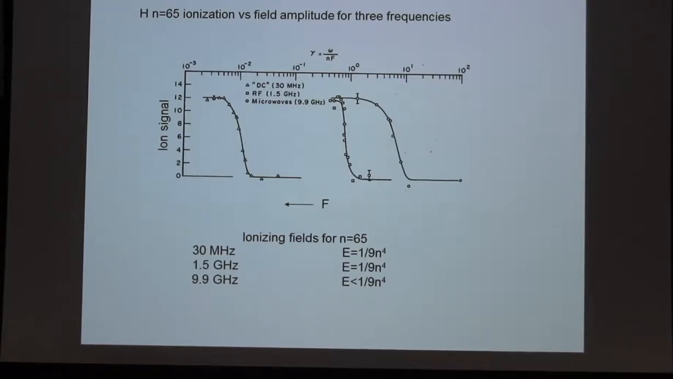At 9.9 gigahertz, which is about 10, you're kind of close at n equals 65 to the 2-photon resonance from 65 to 66. And so the field starts going down. But in these cases, the field is really slow compared to the electron motion, and it's just static field ionization. That's all there is to it. Okay, I'll revisit that again later.